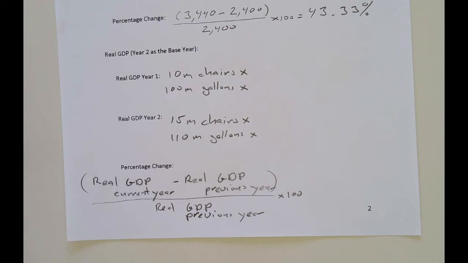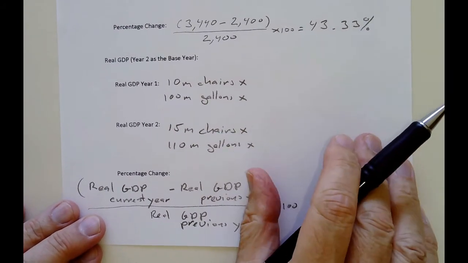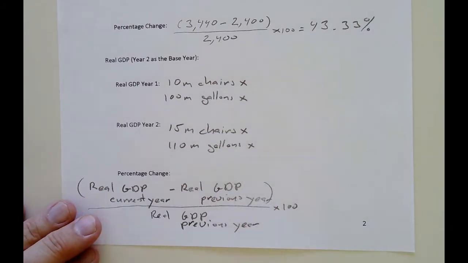Hi, we're back for part 2 of lecture 4 on real GDP and nominal GDP. Last time we did the two nominal GDP numbers, and then we did the real GDP numbers using year 1 as the base year. And then we took the percent change of these numbers and we got 43.33%. And now we're going to pick year 2 as the base year.